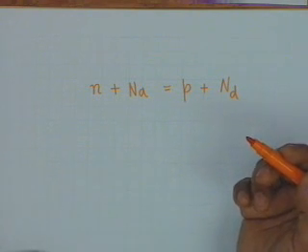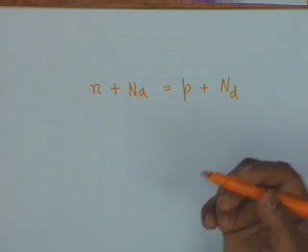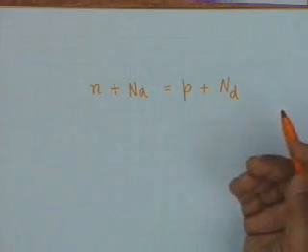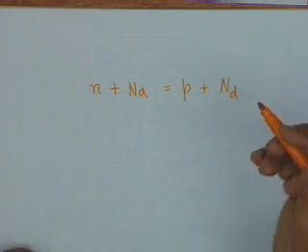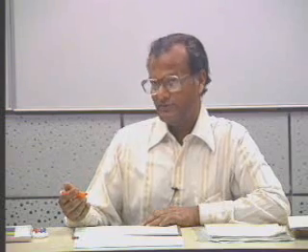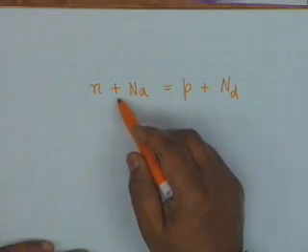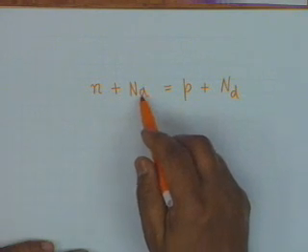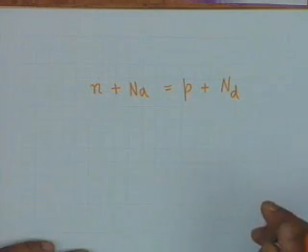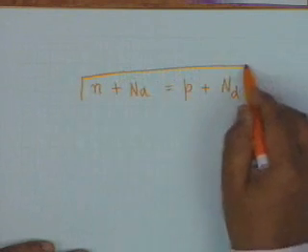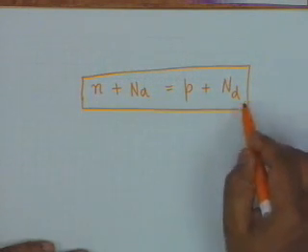In a special case of only one type of impurity, one of the terms on either the left or the right shall cancel. For example, if we introduce a donor type of impurity only, then N sub A shall be equal to 0. If we introduce acceptor type of impurities only, then N sub D shall be equal to 0, but this equation should in general be valid. All right.